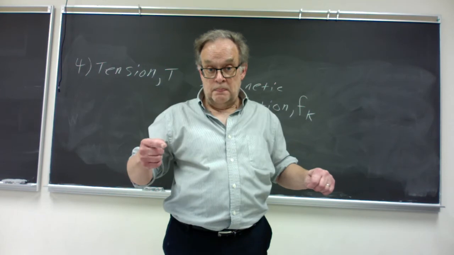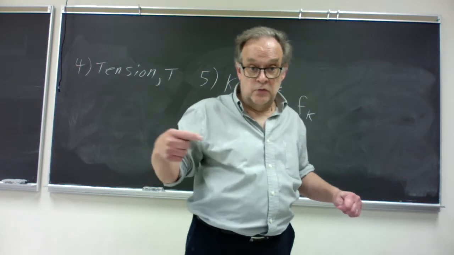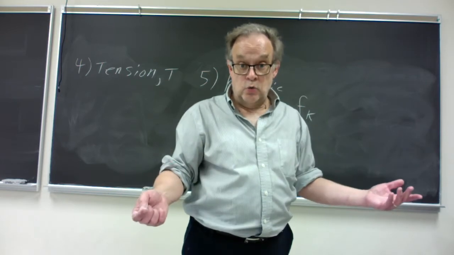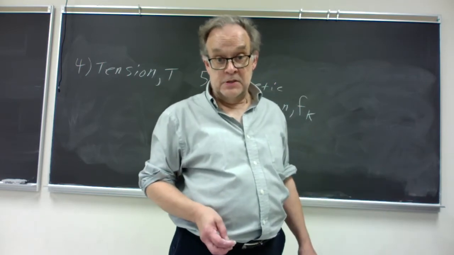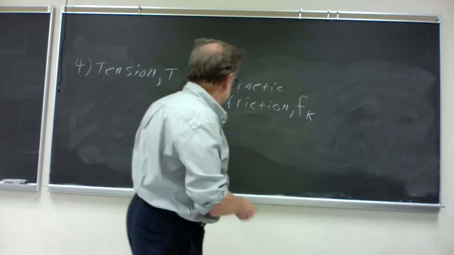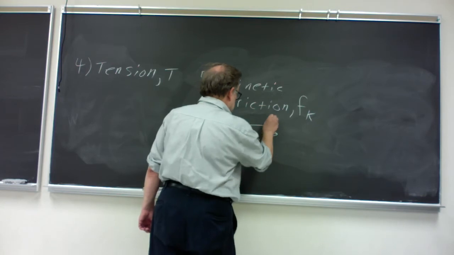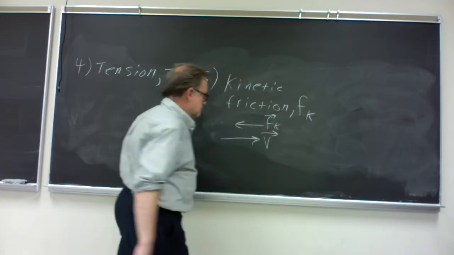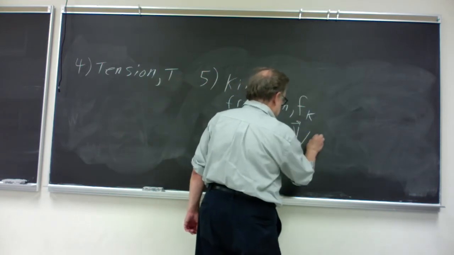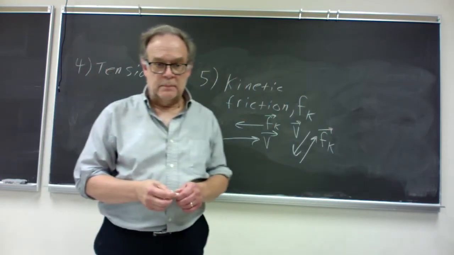And notice one thing about that sliding, the book was sliding this way, the direction of its motion was this way, the velocity was this way, and the kinetic friction force was opposite. That's always the way it works. Kinetic friction will always point opposite to the velocity, always point opposite to the direction of motion.